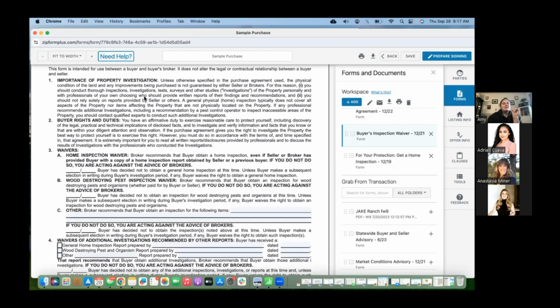For this reason, you should conduct thorough inspections, investigations, tests, surveys, and other studies of the property personally with professionals of your own choosing who should provide written reports of their findings and recommendations. And you should not rely solely on reports provided by a seller or others. A general physical home inspection typically does not cover all aspects of the property nor items affecting the property that are not physically located on the property. If any professional recommends additional investigations, including a recommendation by a pest control operator to inspect inaccessible areas of the property, you should contact qualified experts to conduct such additional investigations.